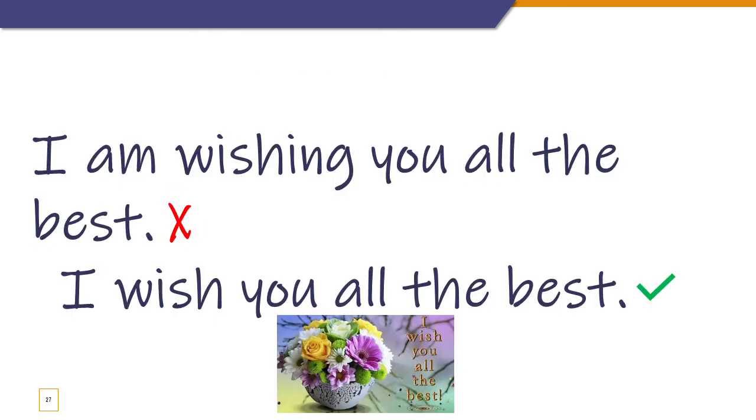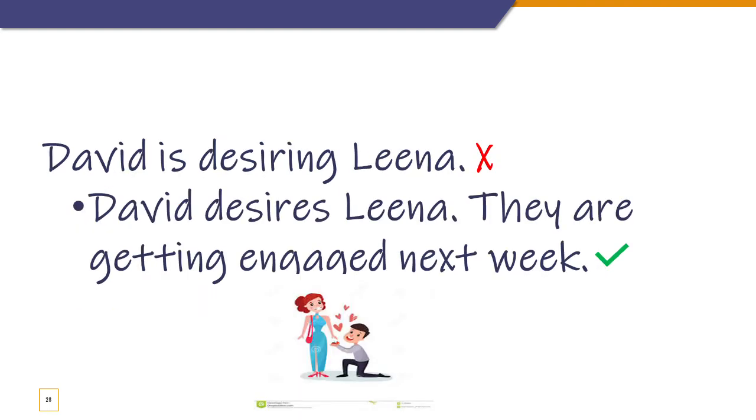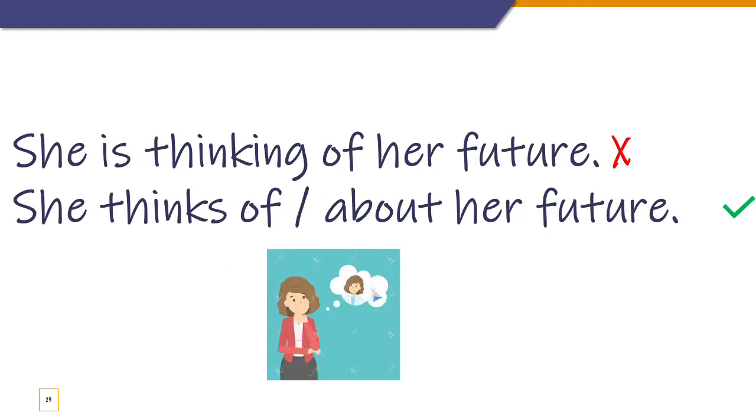So let's look at the next one, which is "I'm wishing you all the best." Okay, even in wishing you can't say "I'm wishing you," because that's a stative verb and you can't use it in ing form. So you say "I wish you all the best." Okay, same goes for desire. "David is desiring Lena." That's wrong. You say "David desires Lena." They are getting engaged next week. So that makes sense.